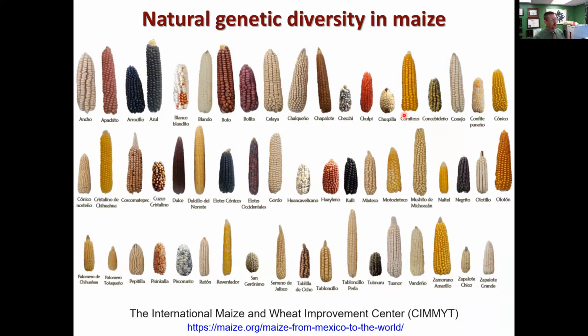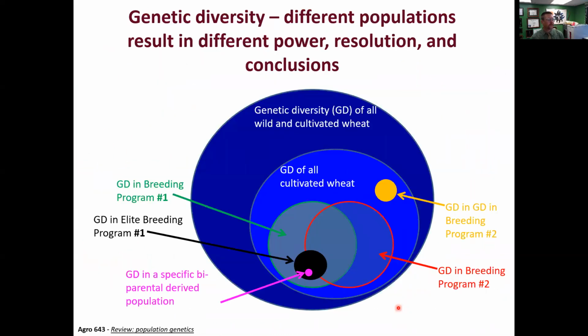Now I'm going to use the case of maize. I am a maize breeder primarily. And maize is a great case study. So this is part of the international collection held at CIMMYT in Mexico of the tremendous diversity that exists within maize. So we somehow want to find the genes or the alleles in these different varieties and these different cultivars and these different races of maize to use them to improve our crop for whatever trait we care about.